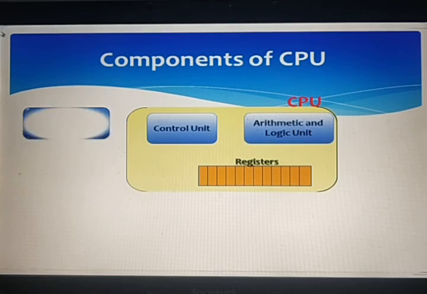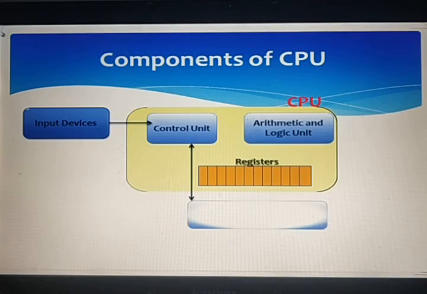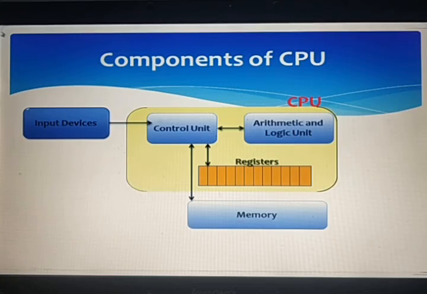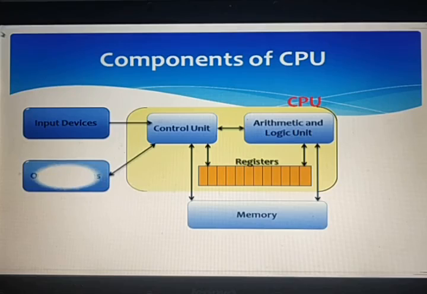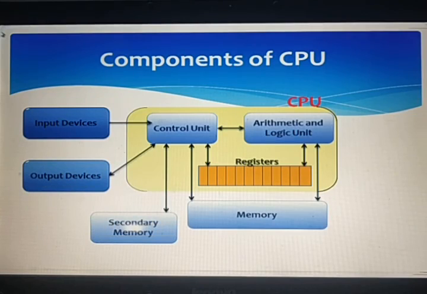Control unit takes input from the input devices and this stores in the memory. Again from the memory, control unit sends it to the arithmetic and logic unit. Arithmetic and logic unit processes the data and again sends it to the registers. It is stored temporarily there for processing, and after processing the result is again stored in the memory, and control unit takes the result from the memory and sends it to output device. And when you save the file or data, it goes to the secondary memory or the external memory.